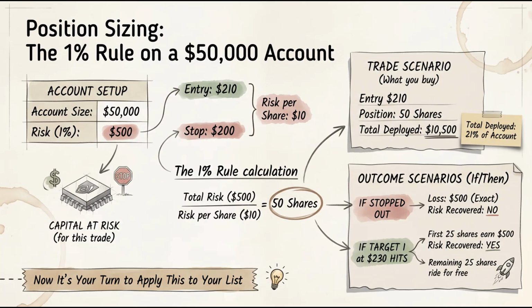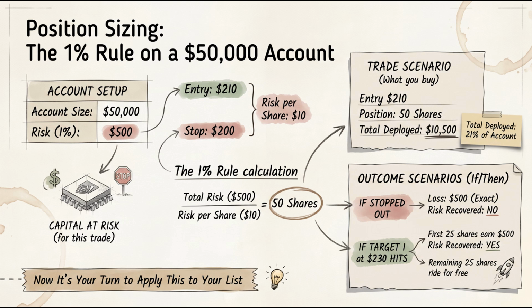Let's look at the math for a $50,000 account using the 1% risk rule. We are risking $500 total on this trade. With an entry at 210 and a stop at 200, our risk per share is $10. 500 divided by 10 gives us a position size of 50 shares. This requires a capital deployment of $10,500 or 21% of our total account.